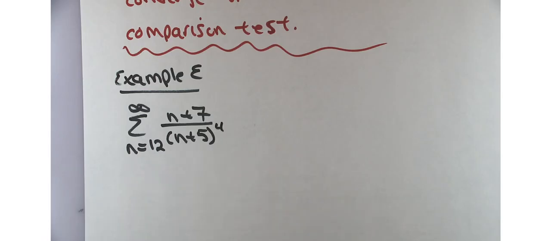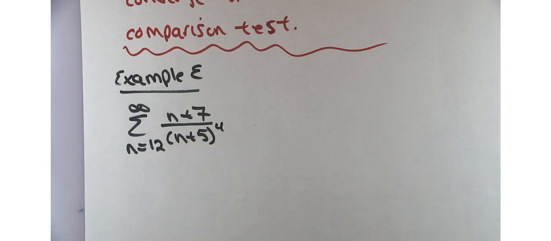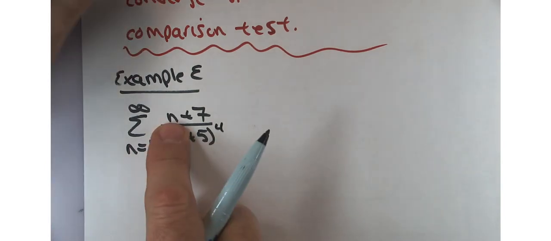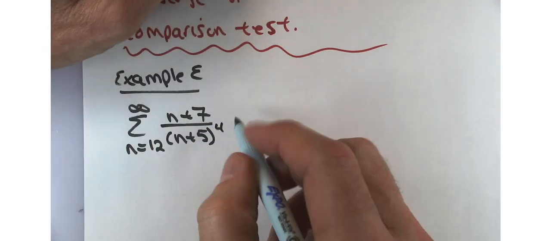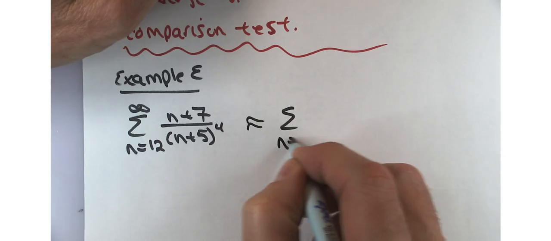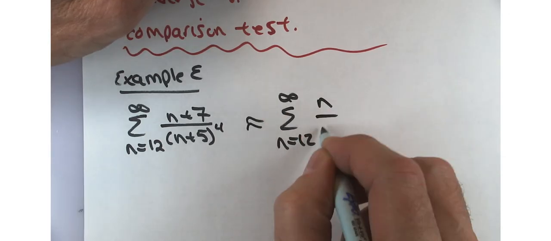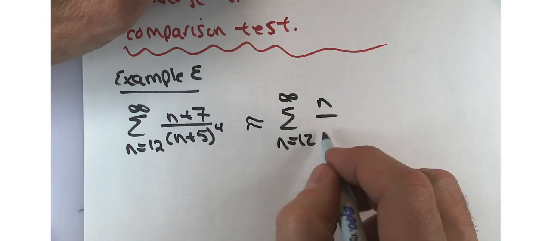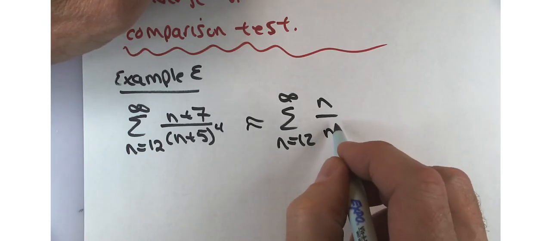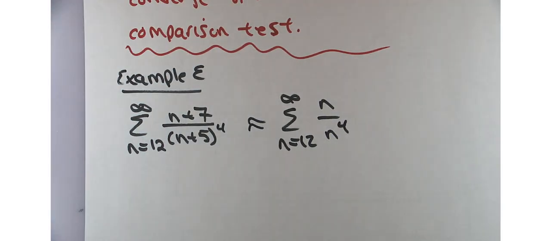In fact, let's take a look at the denominator. The denominator has something to the fourth power, right? The numerator only has something to the first power. So if I was going to approximate this stuff, I would look at the sum from n equals 12 to infinity of n over what? Let's just go n to the fourth. All right, let's just bypass those finite terms.